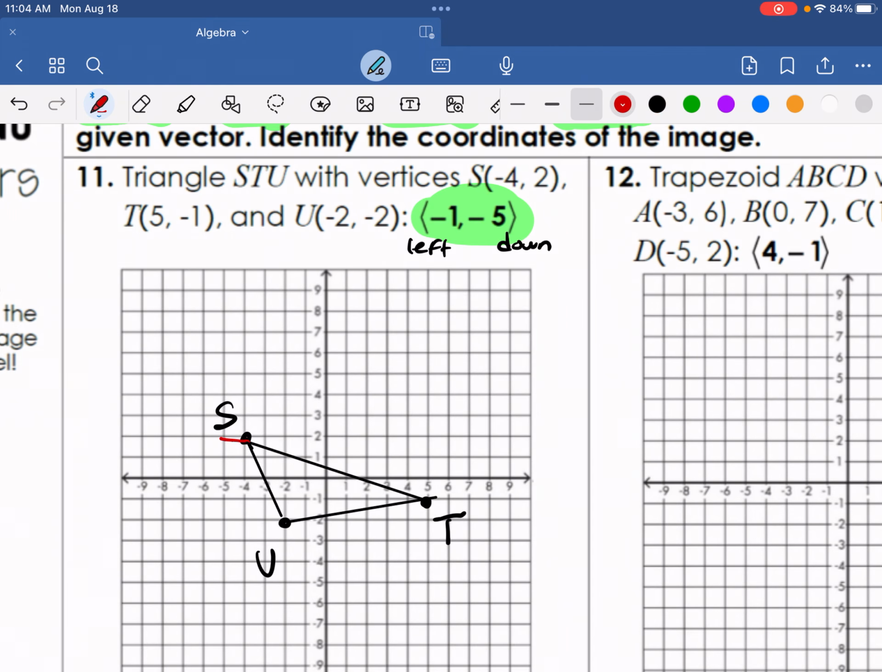Okay, so you can count one at a time if you want to. You can go left 1, down 5, and then drop S prime. Left 1, down 5. And then that's where you would know where the new coordinates are.